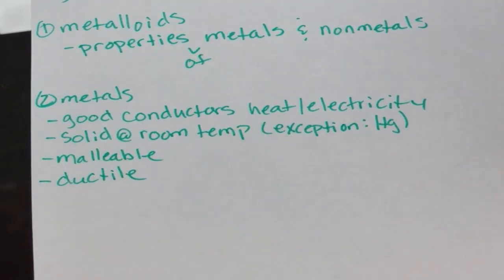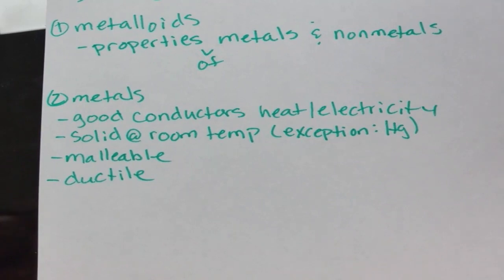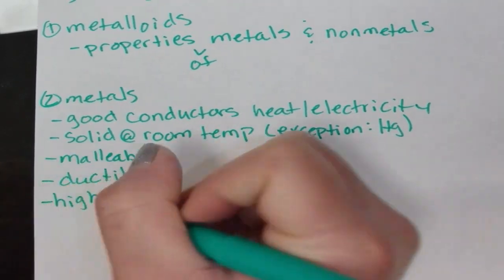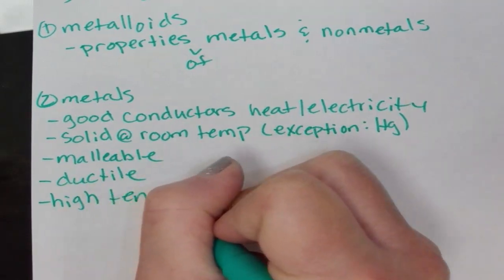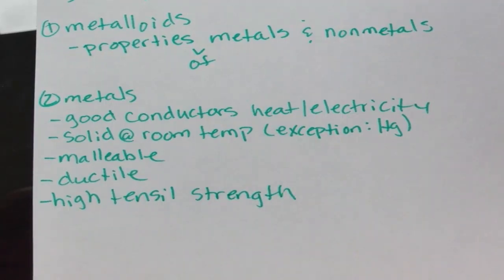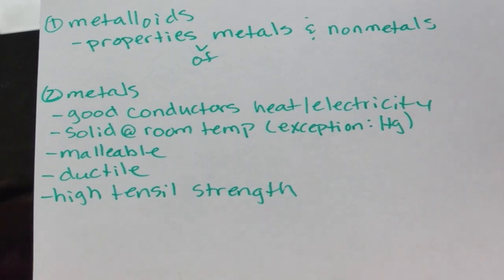They are ductile, meaning they can be drawn into a wire. Think about jewelry. Jewelry is made out of wire. Wire is a metal. All right, so they are able to be drawn into a wire. And they have a high tensile strength. So a high tensile strength, the ability not to break when pulled apart. So metals do not break easily when you try to pull on them. They stay together.